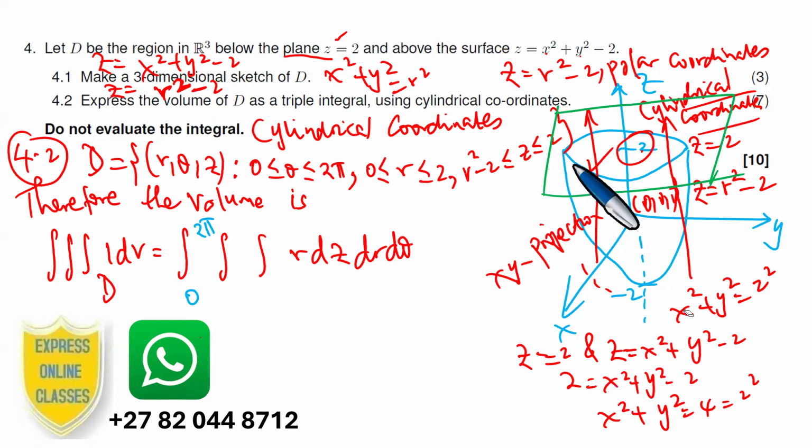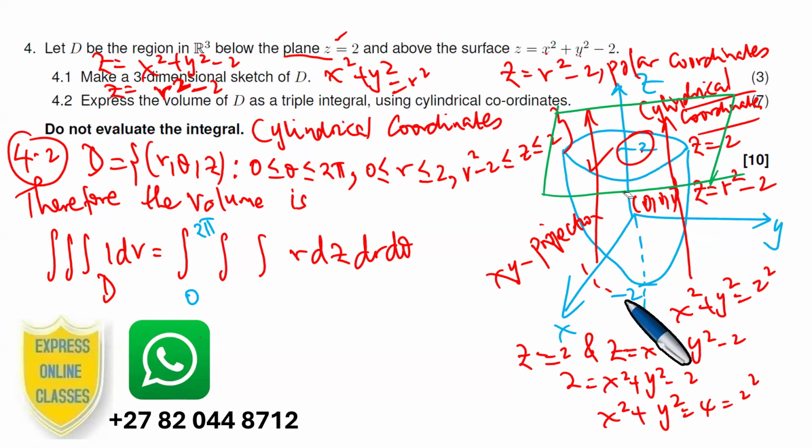So we can see that the plane is z equals 2. The paraboloid is x squared plus y squared minus 2. If this plane and the paraboloid are equal, which means x squared plus y squared minus 2 is equal to 2, it means x squared plus y squared is equal to 4. But 4 is 2 squared, and this gives us the radius of this particular circle, whose xy projection at the top is x squared plus y squared equals 4.